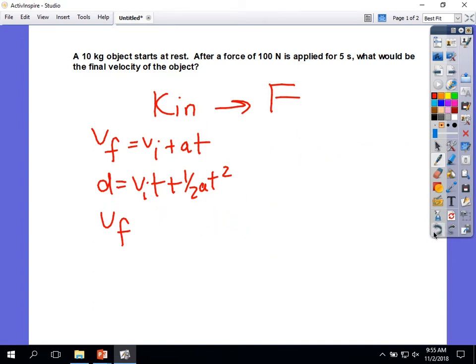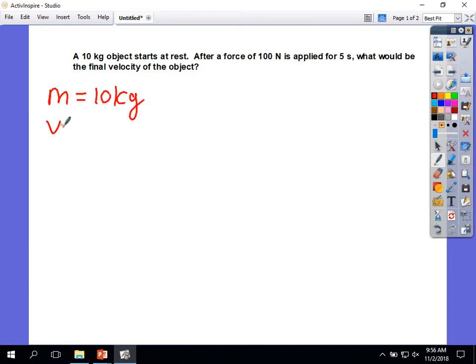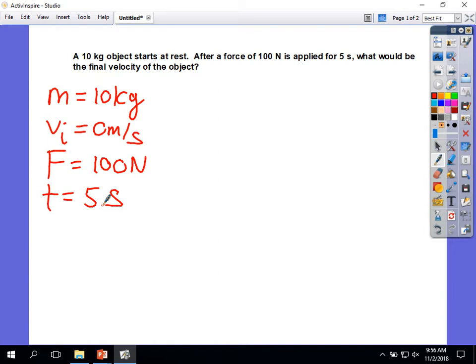I'm going to do it this way because I'm worried that I'm going to delete my problem at the top here. All right, if I have this problem up above, a 10-kilogram object starts at rest after a force of 100 newtons is applied for 5 seconds. What would be the final velocity of the object? Okay, so what's given to me? Mass is 10 kilograms. It starts at rest, so VI is 0 meters per second. I'm given force, 100 newtons, and it says it's being applied for 5 seconds. Time is 5 seconds.